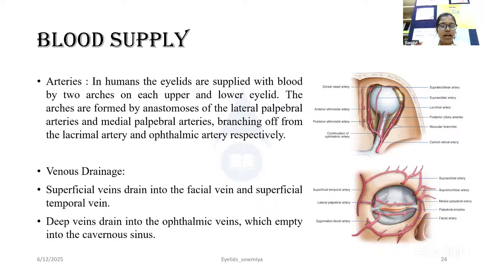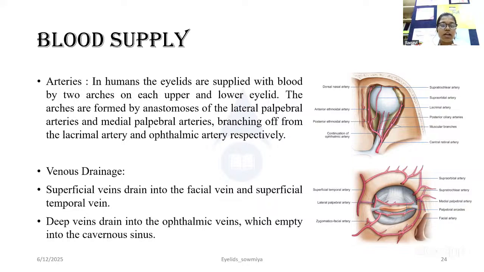Blood supply. Arteries. In humans, the eyelids are supplied with blood by two arteries in each of the upper and lower eyelids. The arteries are formed by anastomosis of the lateral palpebral arteries and medial palpebral arteries, branching off from the lacrimal artery and ophthalmic artery respectively.